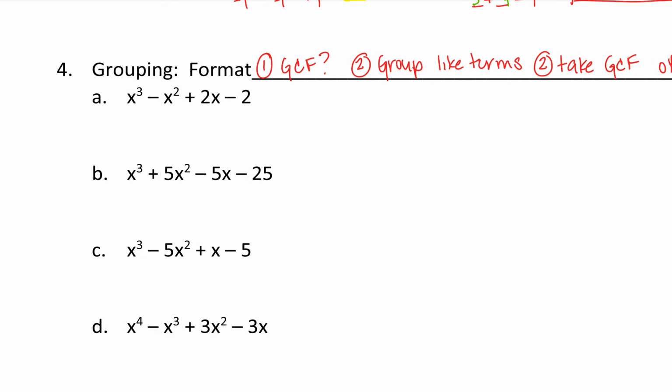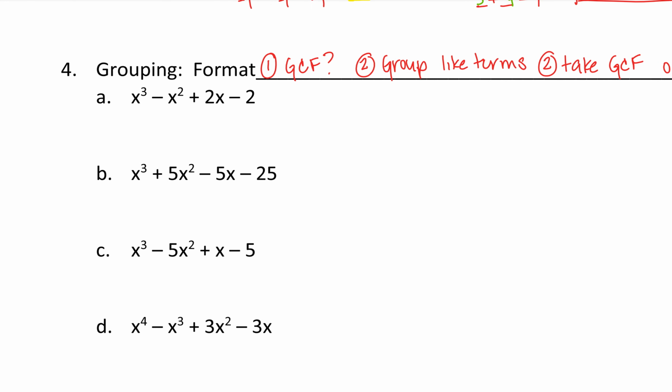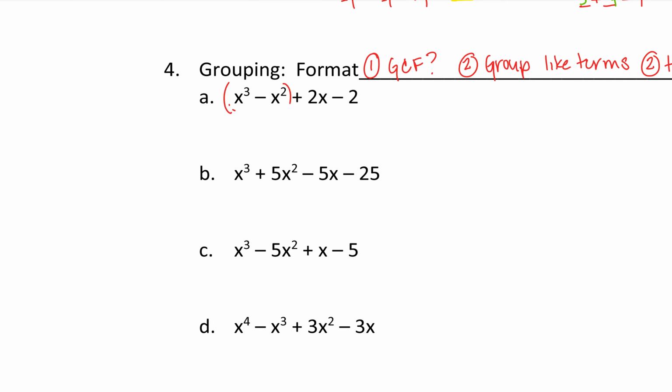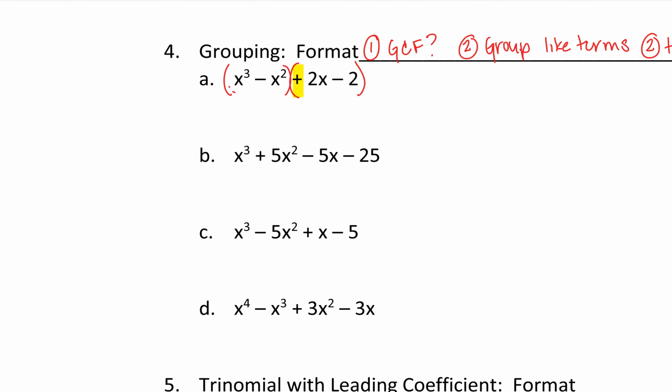Okay, so looking at it, I go, okay, well, I'm going to take and I'm going to group the first 2 together. And then I'm going to group the second two together. Please remember that that plus sign goes with that 2x, so make sure you include him in there. This will come in handy later on. So x cubed and x squared, what do they have in common? Well, that x squared. Now that 2x and that negative 2, what do they have in common? Well, they both have a 2.